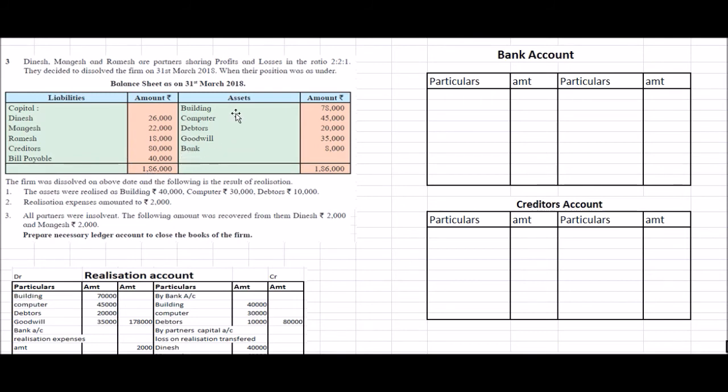First is the bank balance of the partners. First thing, on the asset side, the bank amount is 8,000 rupees. That will come on the credit side, so that amount will come on the credit side. So the bank amount, to bank, debit side amount is 8,000 rupees.